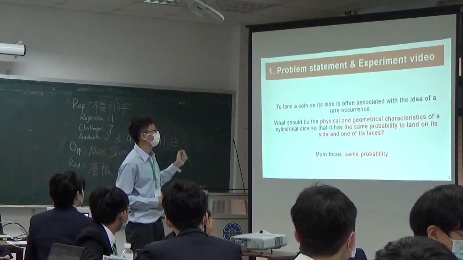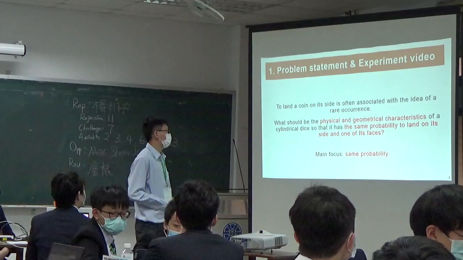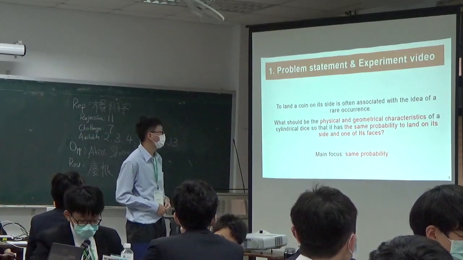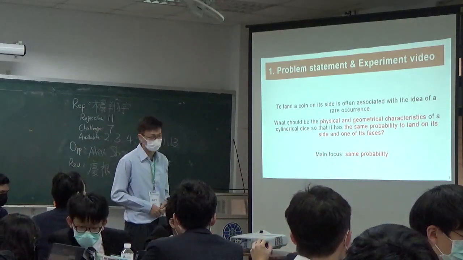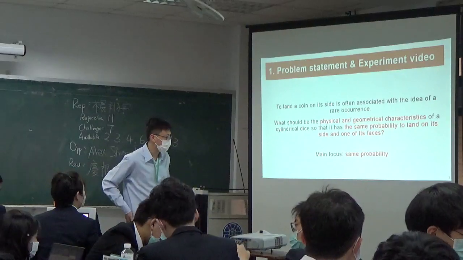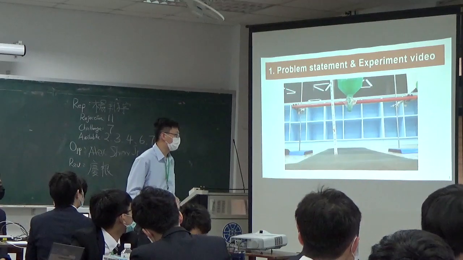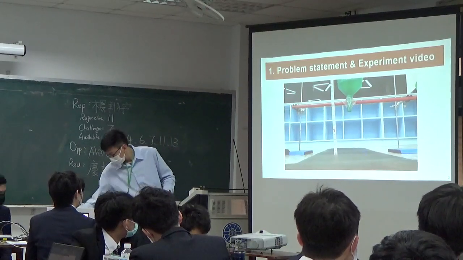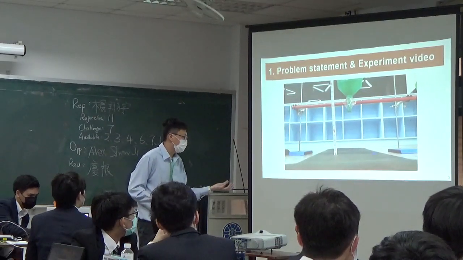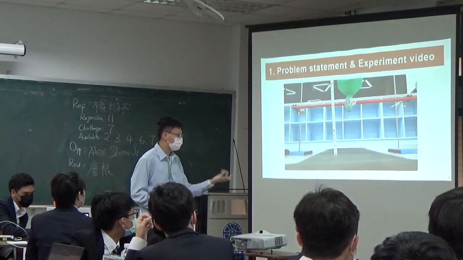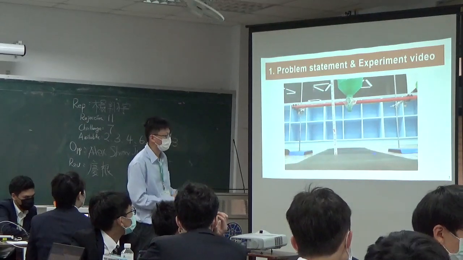And this is our problem statement. To land a coin on its side is often associated with the idea of a rare occurrence. What should be the physical and geometrical characteristics of a cylindrical dice so that it has the same probability to land on its side and one of its faces? We will mainly focus on the same probability dice. And this is our experiment video. As you can see, there's a funnel on there. When we throw a dice into the funnel, it will drop, and after a period of time it will stop. So we can record the result to see if it is front side, back side, or standing side.